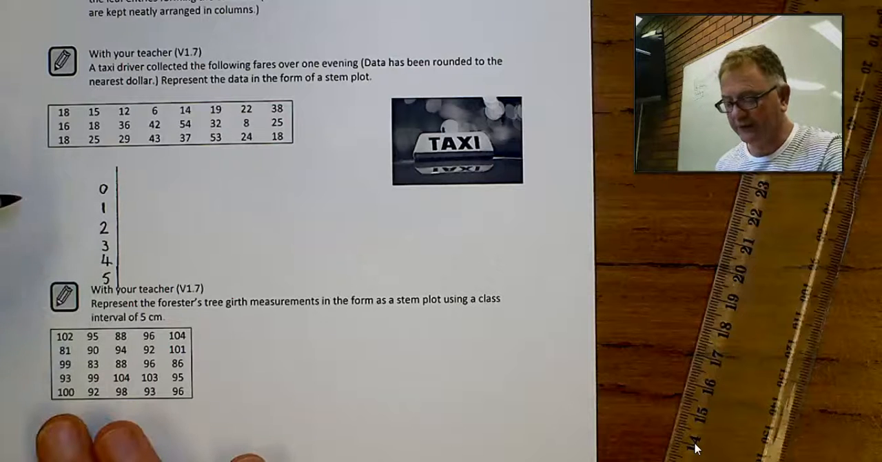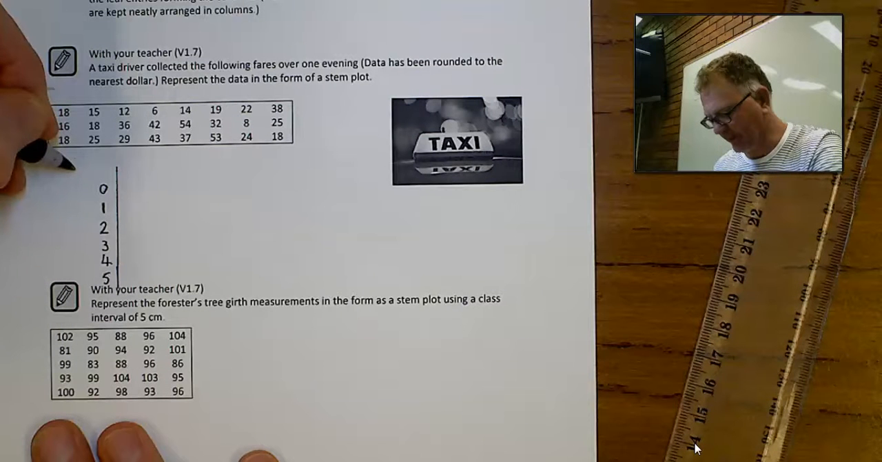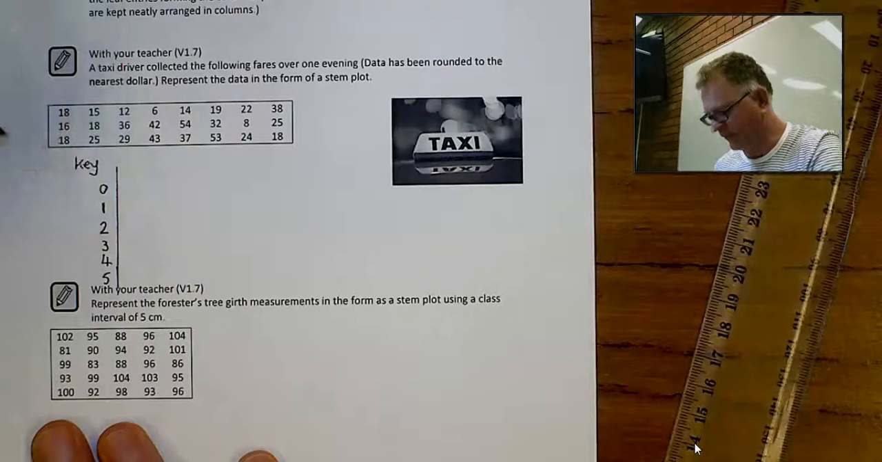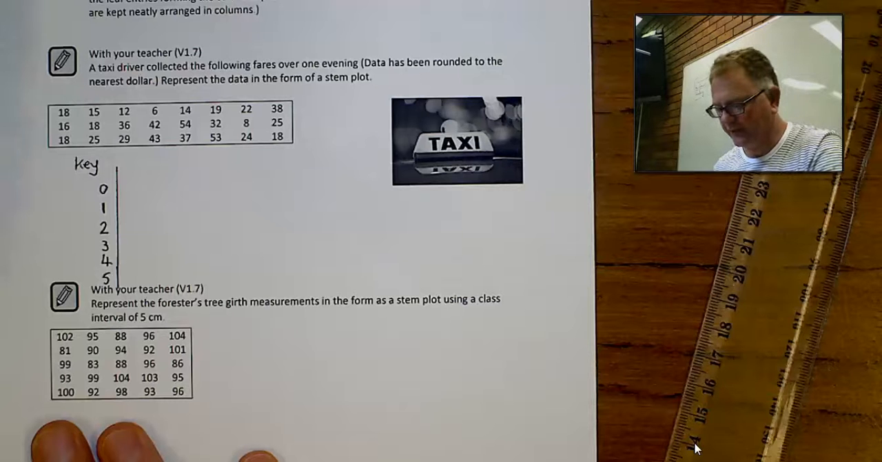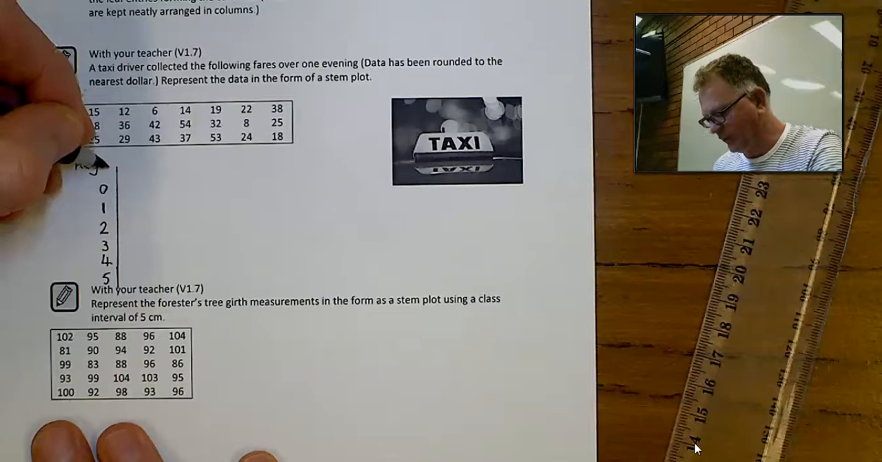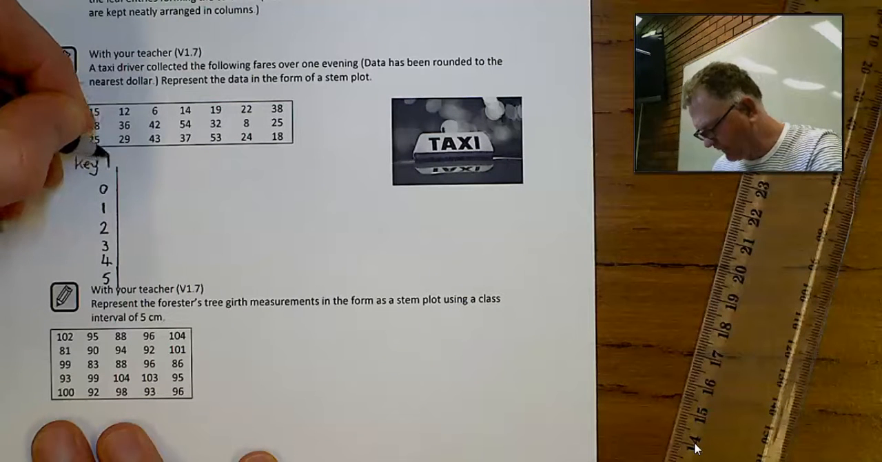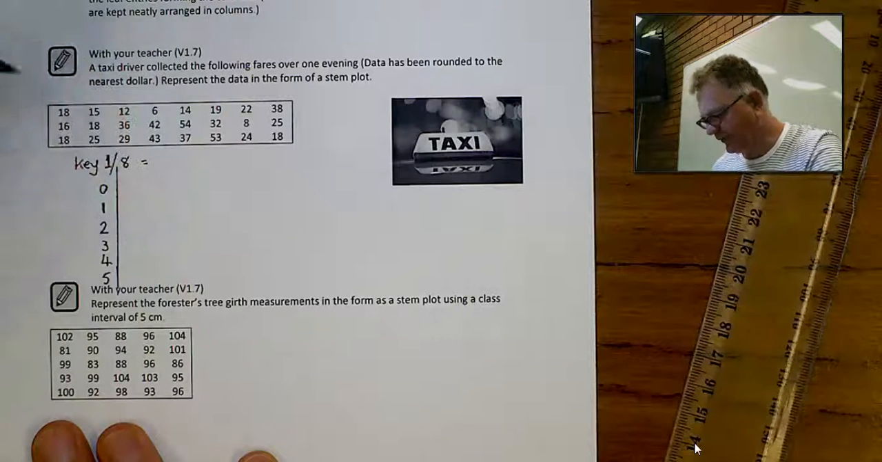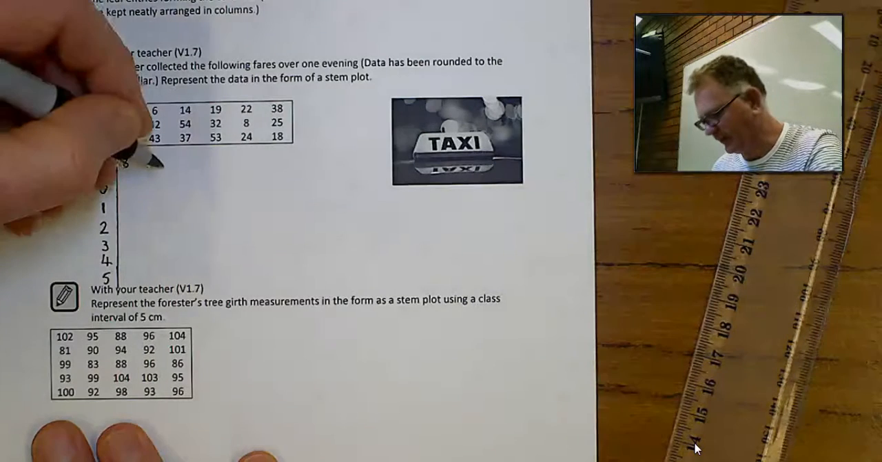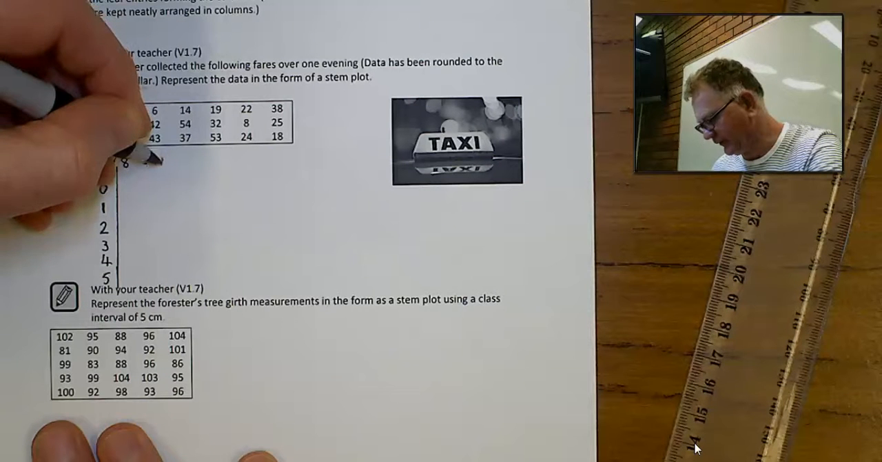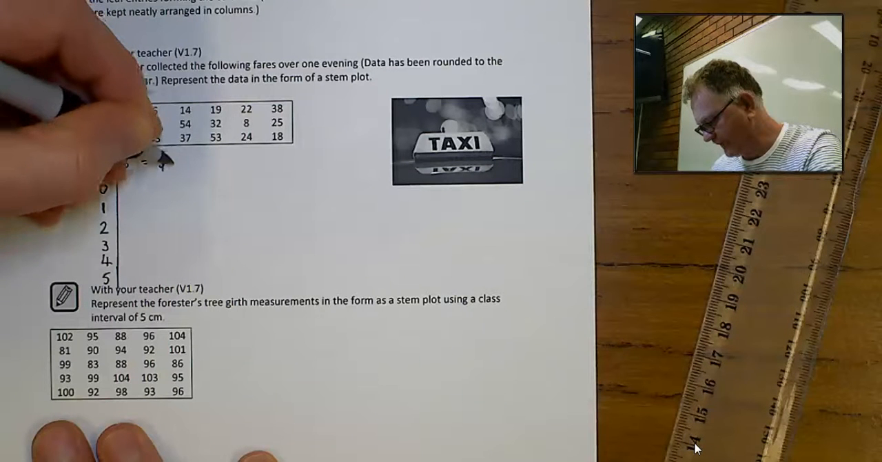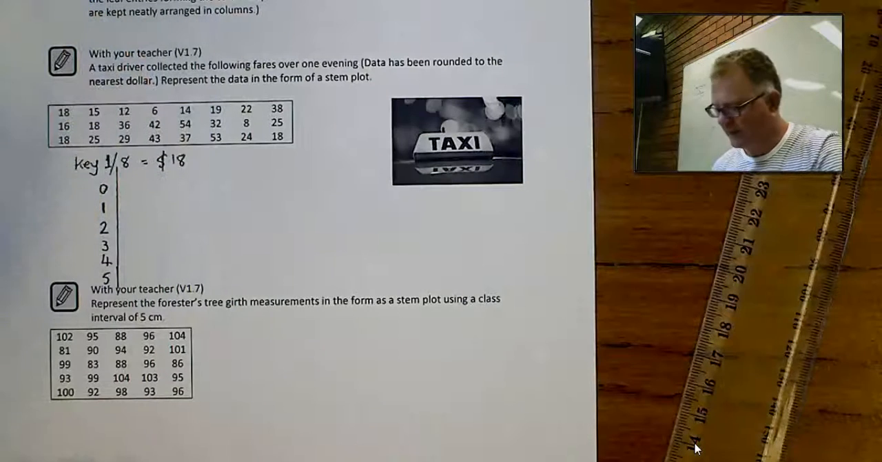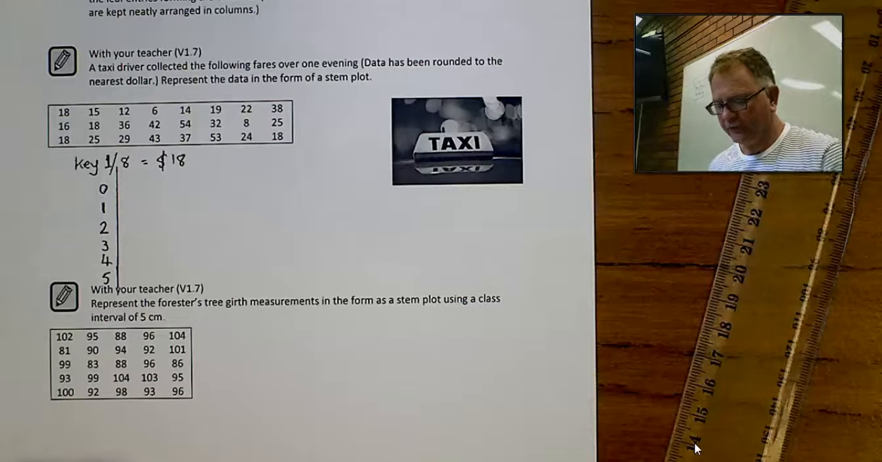You need to include a key, so we'll put that in right now so people can interpret it. So the key might be, for instance, that 1|8 equals, and in this case we were talking about taxi fares, that would equal $18. When you're doing this, it's a good idea to work in pencil, and you'll see why in just a minute. We're going to have to rub out some of the work that we've done.